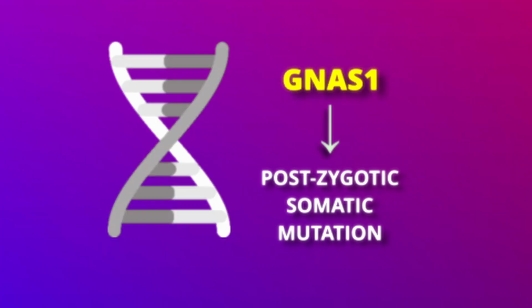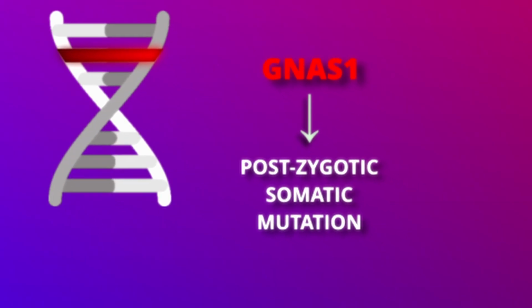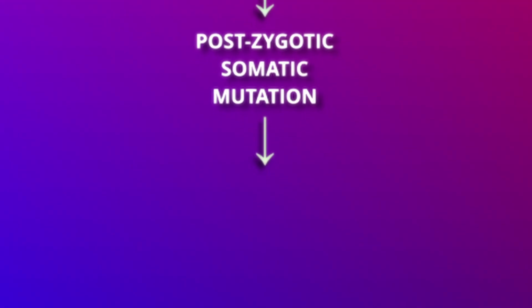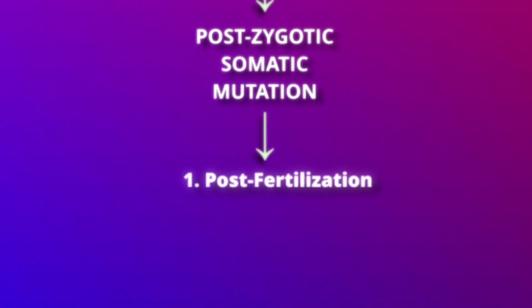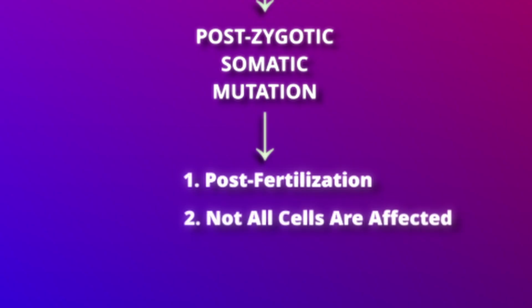But in fibrous dysplasia, there happens to be a post-zygotic somatic mutation in the GNAS1 gene. To make this term easier, let me explain this to you in 3 points. Number 1, this mutation occurs post-fertilization, that is, after the formation of zygote. Number 2, only the mutated cell and the cell that grows from it will have the mutation. The rest of the body's cells will remain normal. Number 3, because the mutation happens in a somatic cell and not a germ cell like sperm or egg, this mutation cannot be passed down to offsprings.